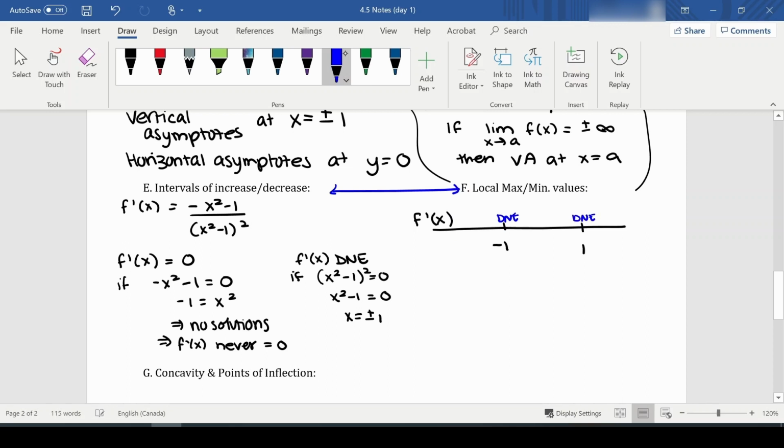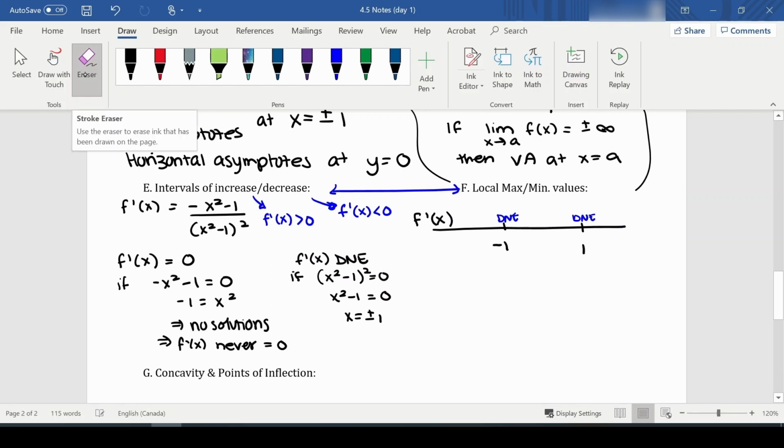And to find increase or decrease, what I want to know is, in these intervals here, am I positive or negative? If I'm positive, I'm increasing. And if I'm negative, then my function is decreasing. If I switch from increasing to decreasing at either of these points, I can figure out if I have a max or a min. Okay.